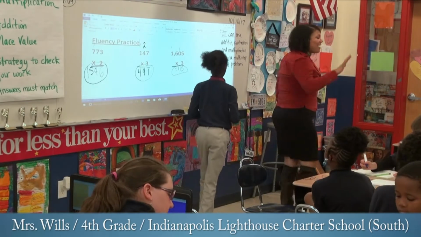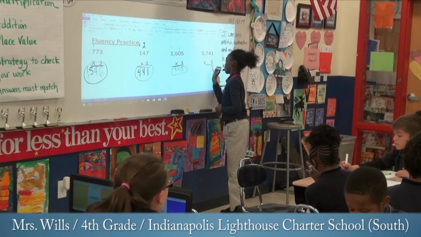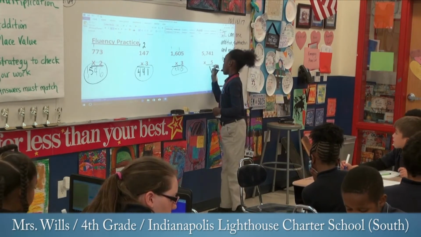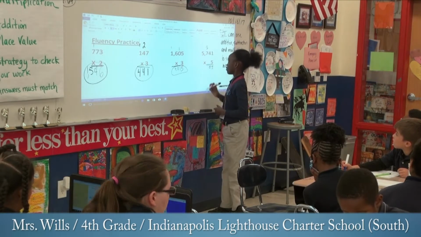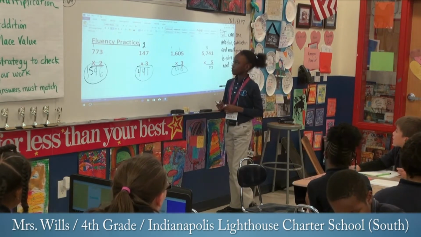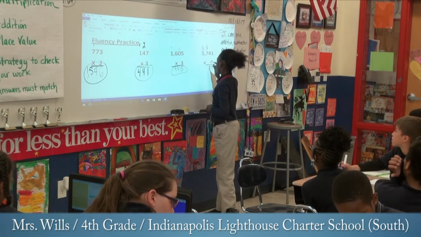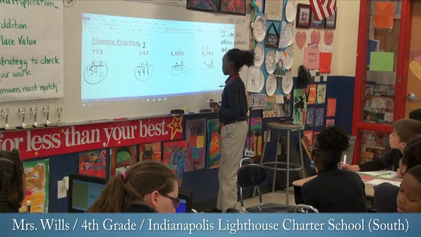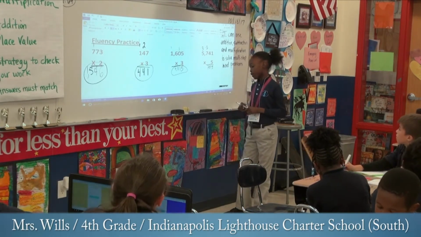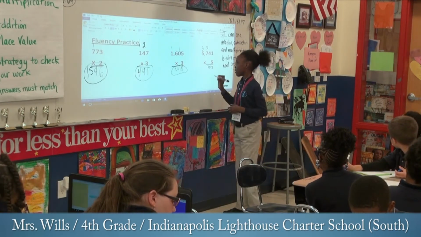5,741 multiplied by 5. What is 1 times 5? 5. What is 4 times 5? 20. Hundreds. 7 times 5. 35. Plus 2. 37. Okay, down by 7, carry our 3 to the thousands. 5 times 5. 25. Plus 3. 28.